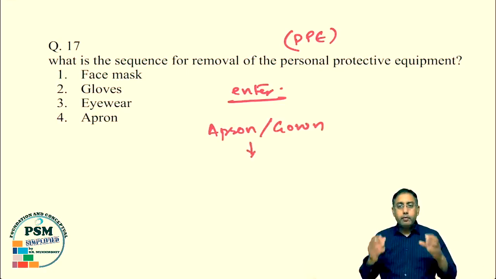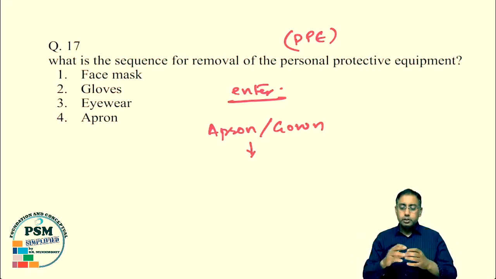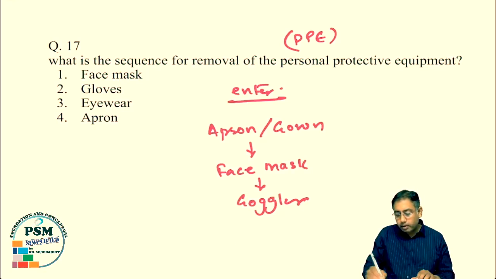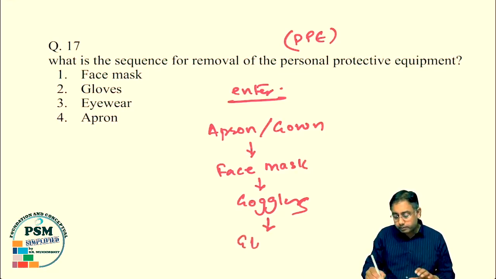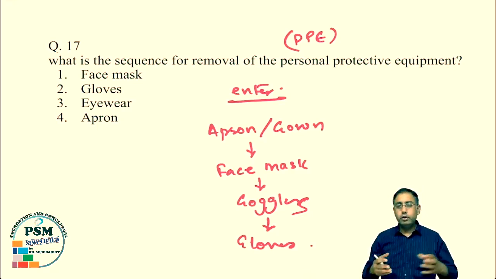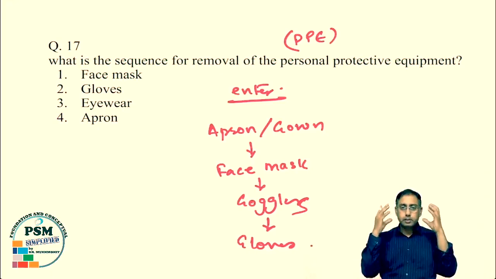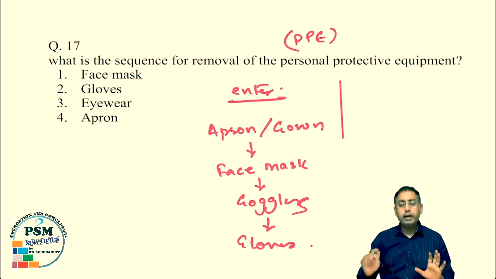Followed by that, we wear the face mask and the goggles, right? So we wear the face mask. Followed by that, we wear the goggles or the eye cover. And in the last, you have to wear the gloves, right? So that is the way to enter. You don't wear the gloves and then the goggles. You wear the apron and then the face mask. Then you wear the goggles and then you wear the gloves. So that completes your entry.